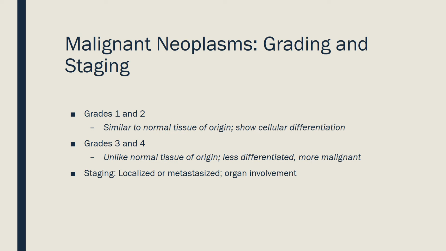So when we talk about grading, let's say that someone has a tumor and they do a biopsy. So that's how the grading and the staging is done. Your lower grades are better to have than your higher grades. So grade 1 and 2, they're similar to normal tissue, and they show some cellular differentiation. Whereas grade 3 and 4, they're unlike normal tissue, less differentiated, and more malignant, meaning more cancerous.